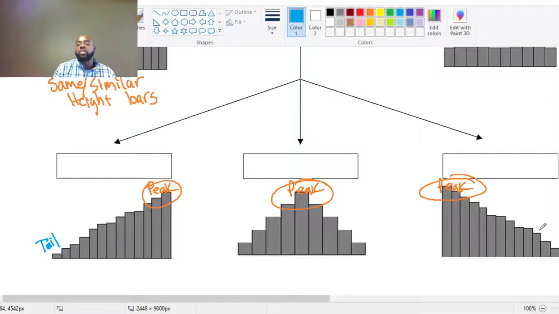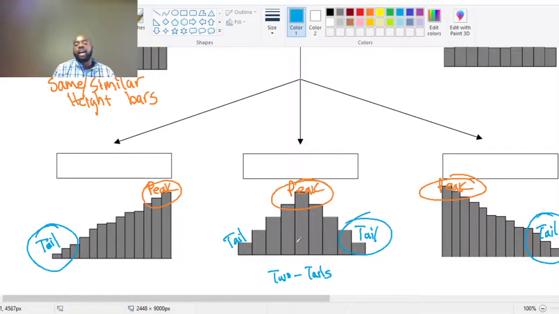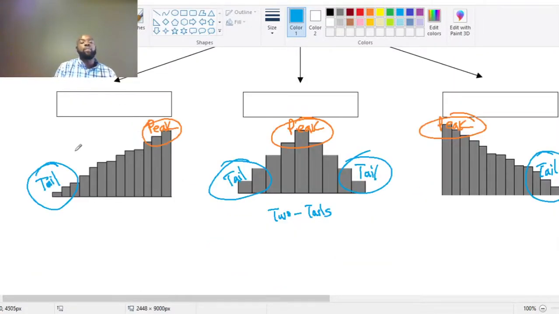This one has a tail that's on this side over here. This is the tail. And this one has two tails. It has a tail on this side, and this one has a tail on this side. So this part of our distribution is the tail. Well, when the tail is on the left, we call this skewed to the left. When the tail is on the right, I guess you could call it right-tailed, but we call it skewed to the right.